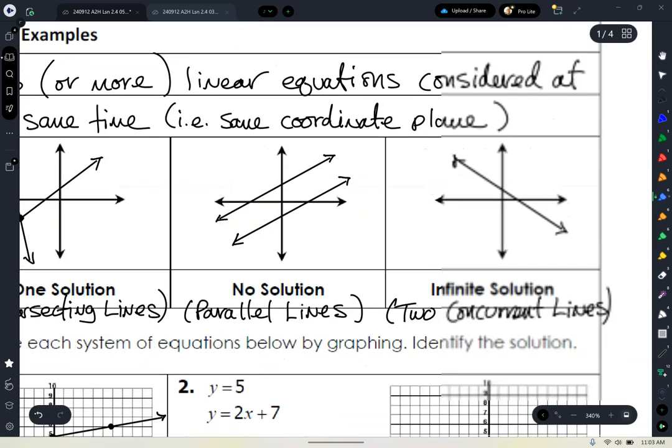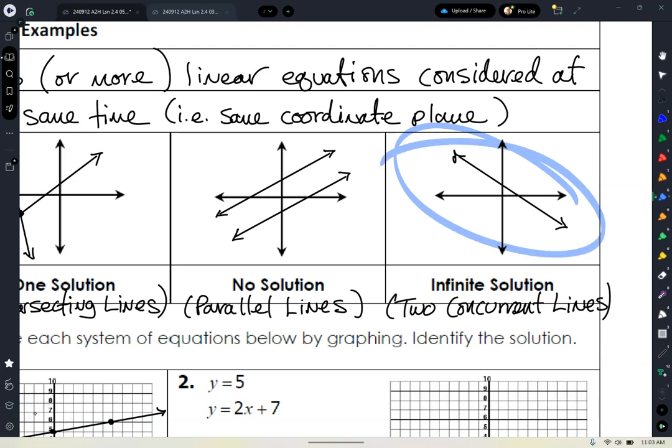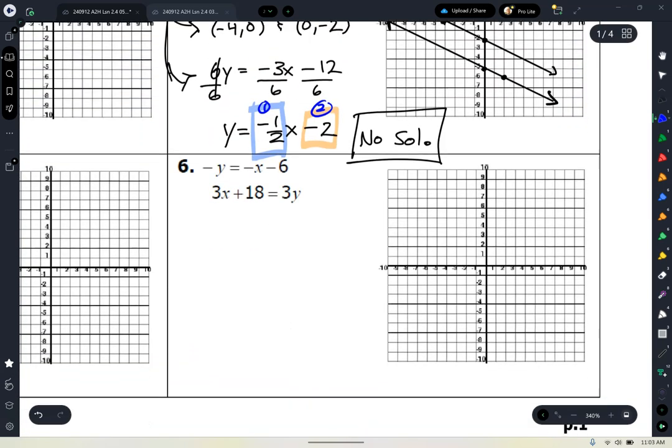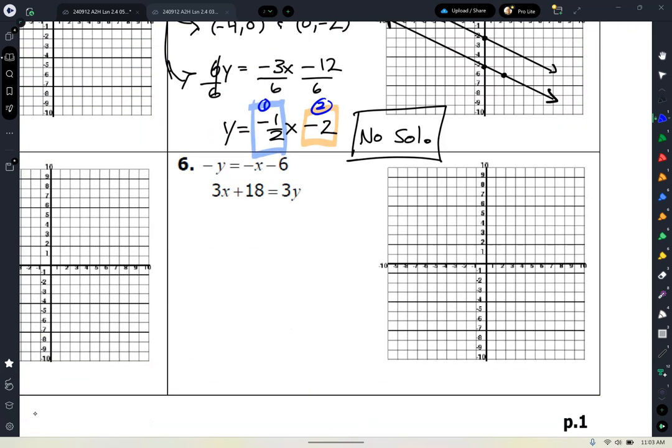Isn't the slope the same with these 2 lines? Okay, so the slope is the same, and the y-intercept is different. So there's really 2 things, right? The slope being the same is one key component, and then the y-intercept being different is the other key component for our parallel lines or our no solutions. Okay, good? All right, let's do number 6. See what you come up with.